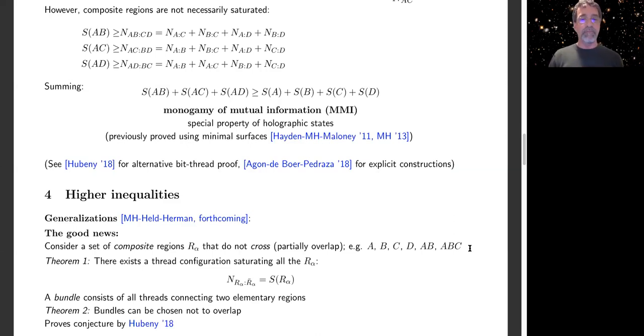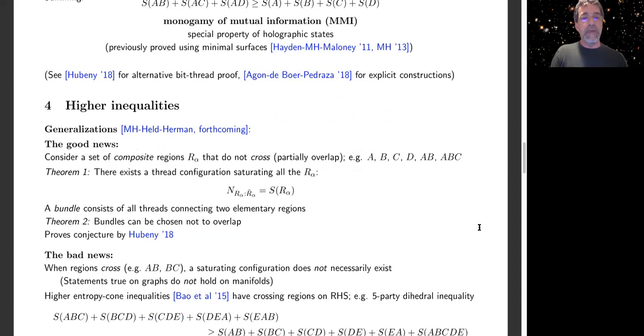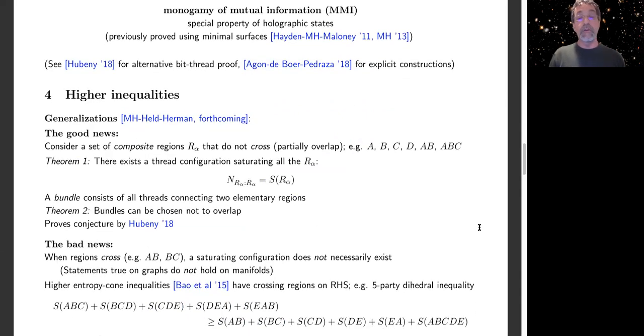Okay, so unfortunately, or fortunately, it's a fact that when you have crossing, then you can show that there does not exist a thread configuration. So you cannot make a single thread configuration that calculates the entropy of both AB and BC because they cross.